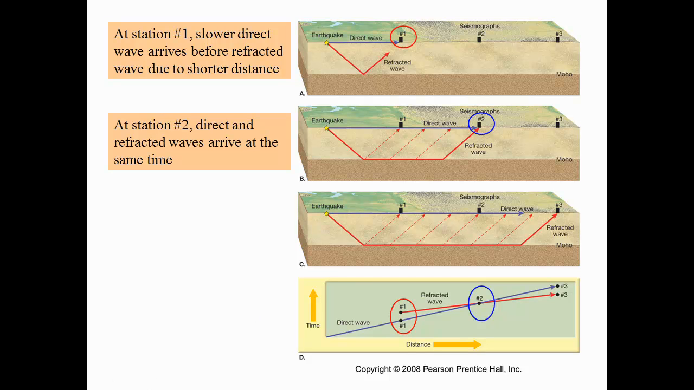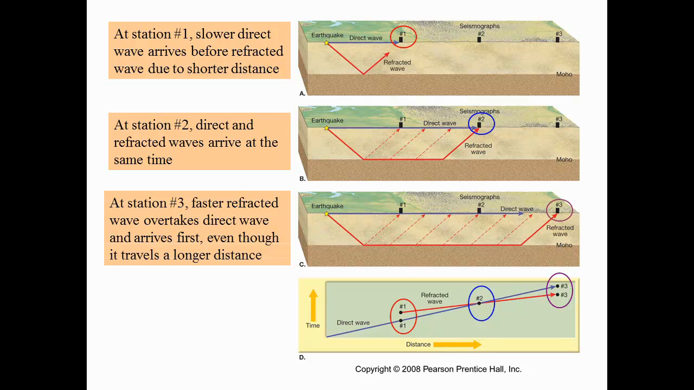Now at seismic station 2, located further from the earthquake source, both the direct and the refracted wave arrive at the same time. And this is because the faster moving refracted wave, even though it travels a longer distance, will catch up with the slower direct wave and arrive at Station 2 simultaneously. And so if you go back down to this lower graph, the position of both the direct and refracted wave coincide. Okay?